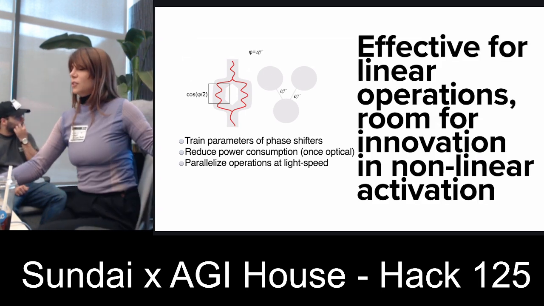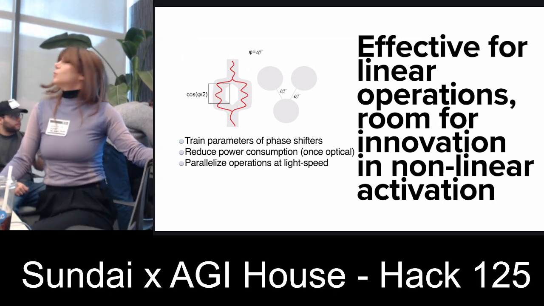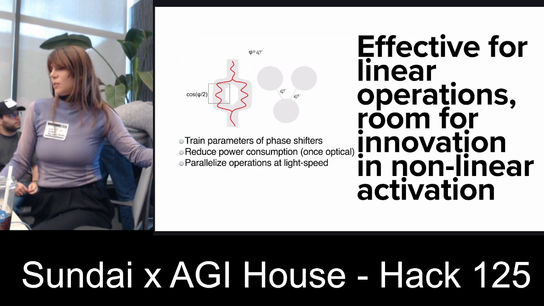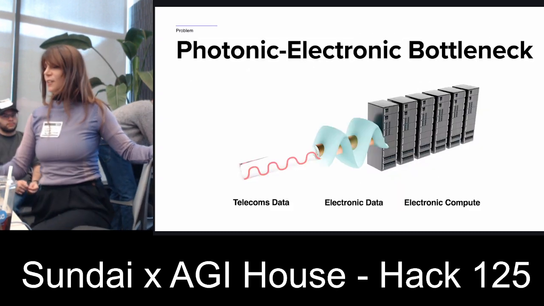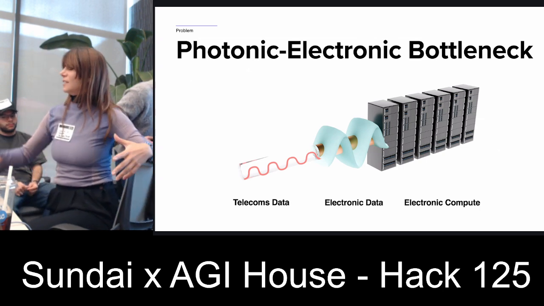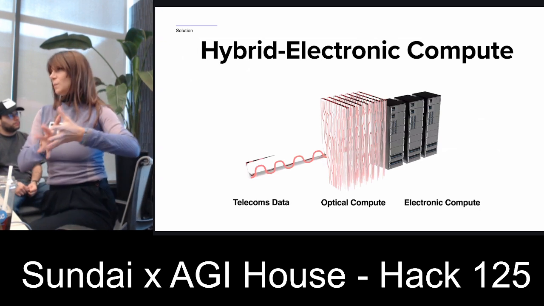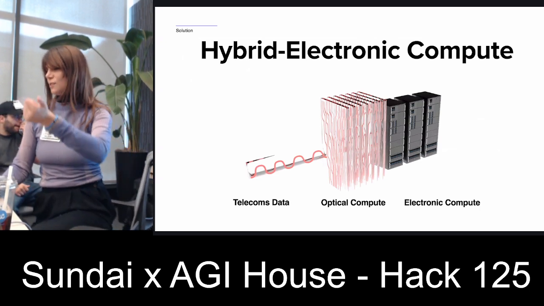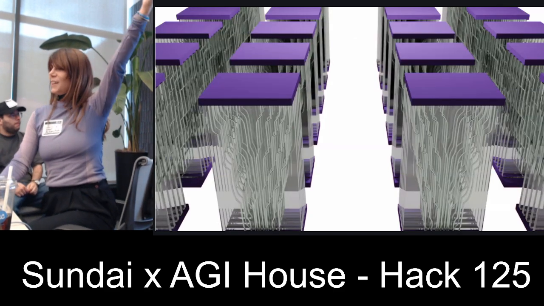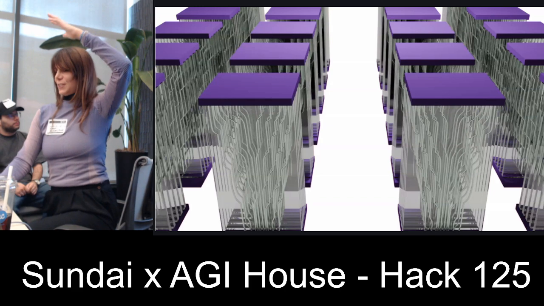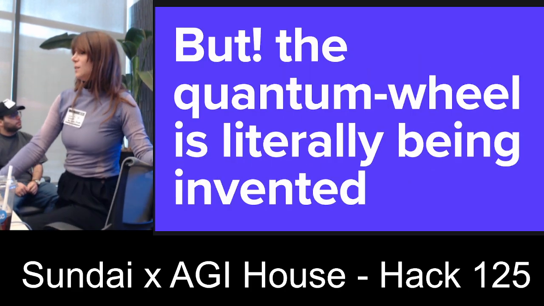So this technology was really interesting for me because it's very effective for linear operations, but there's room for innovation to do nonlinear activation functions. So our idea was, let's put this on telecoms. So on the internet, the data is moving optically over the world, then it becomes electronic, and then it gets processed classically. So we thought, okay, let's put an optical neural network in between, offload some of the compute, and reduce the amount of digital compute needed to do neural networks. And the idea was to replace servers with huge chips. However, we don't need to reinvent the telecoms wheel, but the quantum wheel is literally being invented.